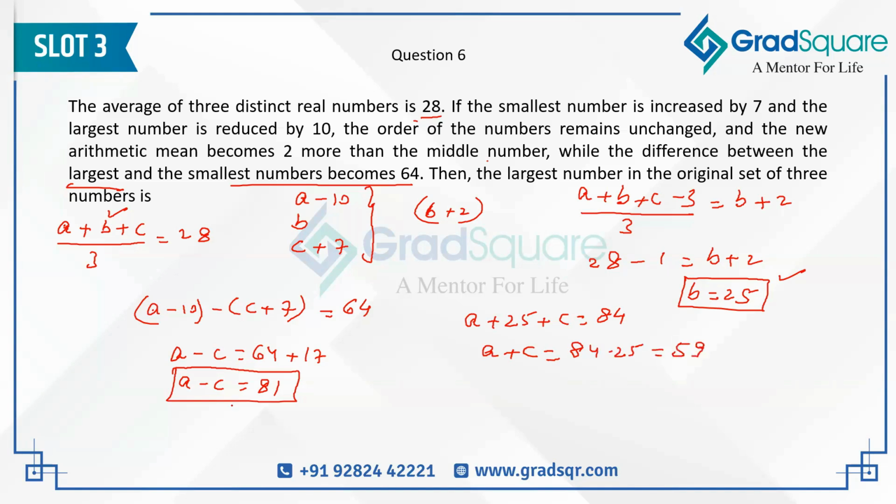So A plus C turns out to be equal to 59. Then the largest in the original set of three numbers is what? The largest number was A. So they're seeking the value of A. I look at these two equations and add them. This will get cancelled out. I'll get the value of 2A, which will then be equal to 8 and 5, 13, 140. And A will be equal to 70. So 70 will be your largest original number, and that will be the answer to this question.